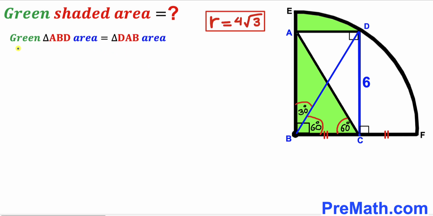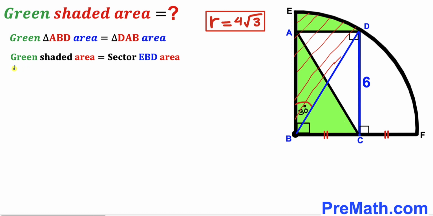And now let's make an observation. We can see that this green shaded triangle ABD area is going to be equal to the area of this other right triangle DAB. So therefore it is sufficient to say that this green shaded area is going to be equal to the area of the sector ABD. We are talking about this ABD sector area. So therefore now our task is to calculate the area of this sector ABD.